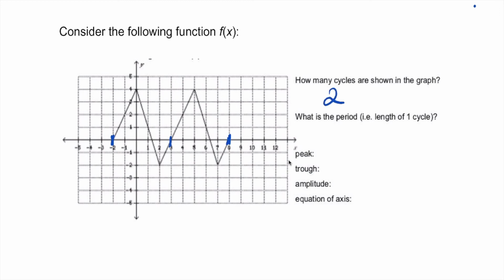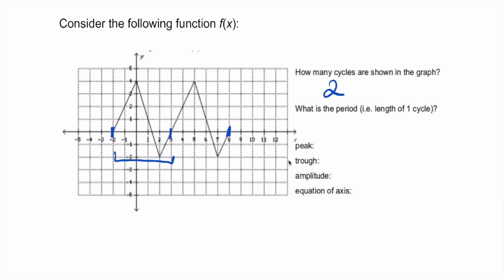So what is the period, or what's the length of a cycle? Here we identify it as 1 cycle. What's the length of that period? It's going from -2 all the way to 3. So here we can say that the period is 5. We can also go from this point to this point, so that's going from 3 to 8. So again, that's also a distance of 5.